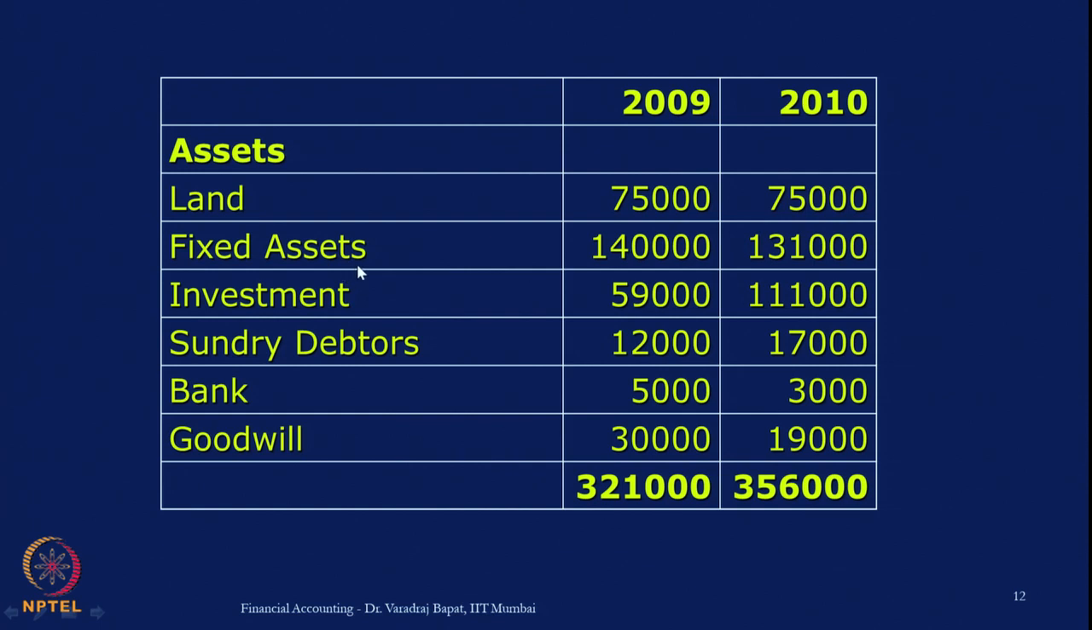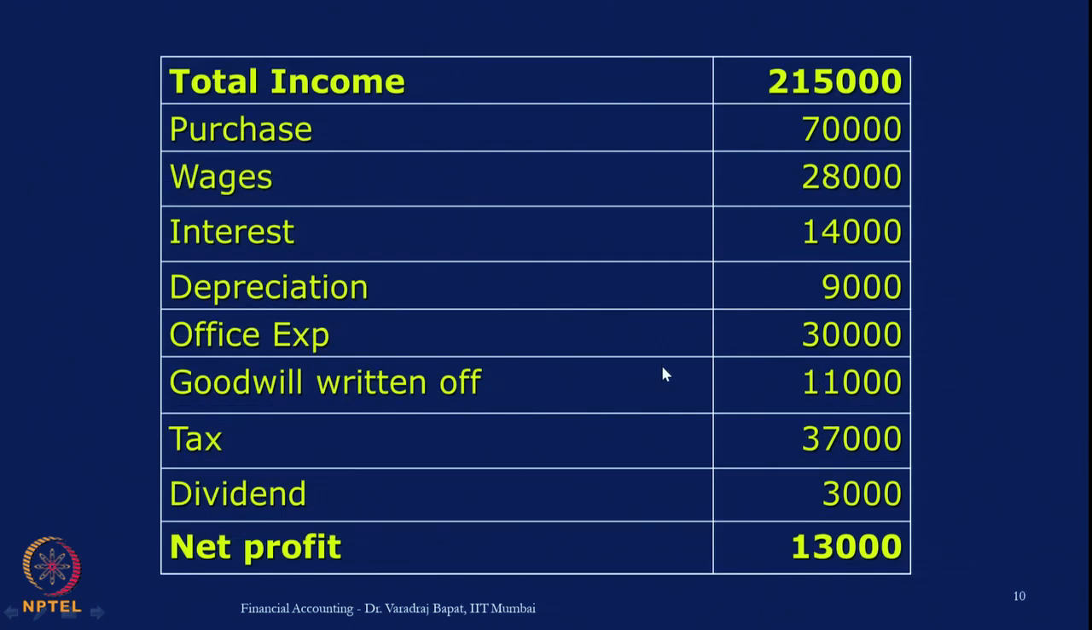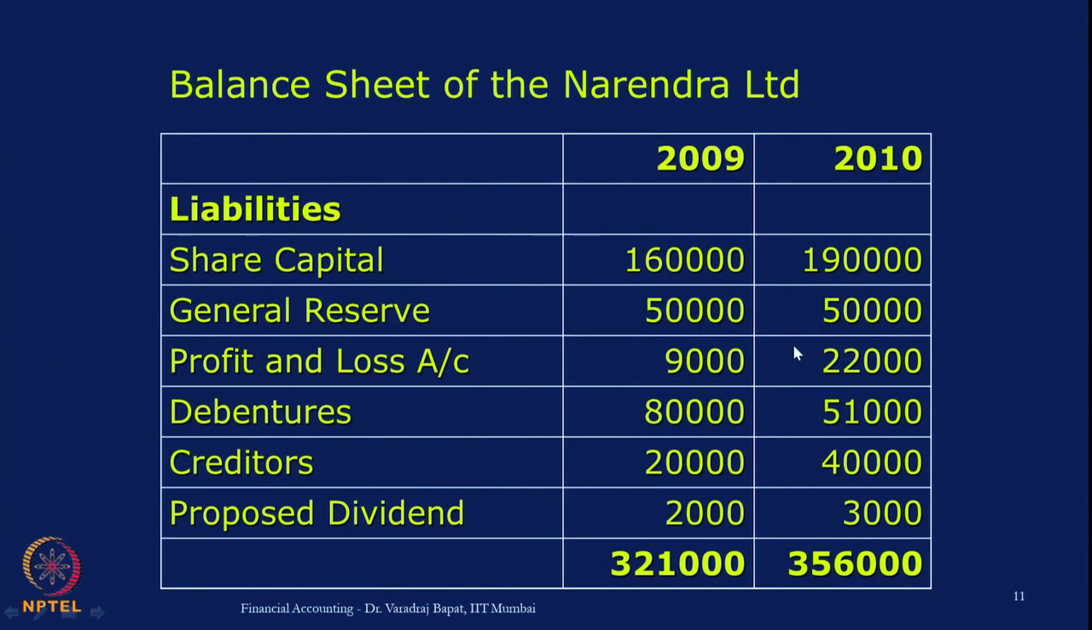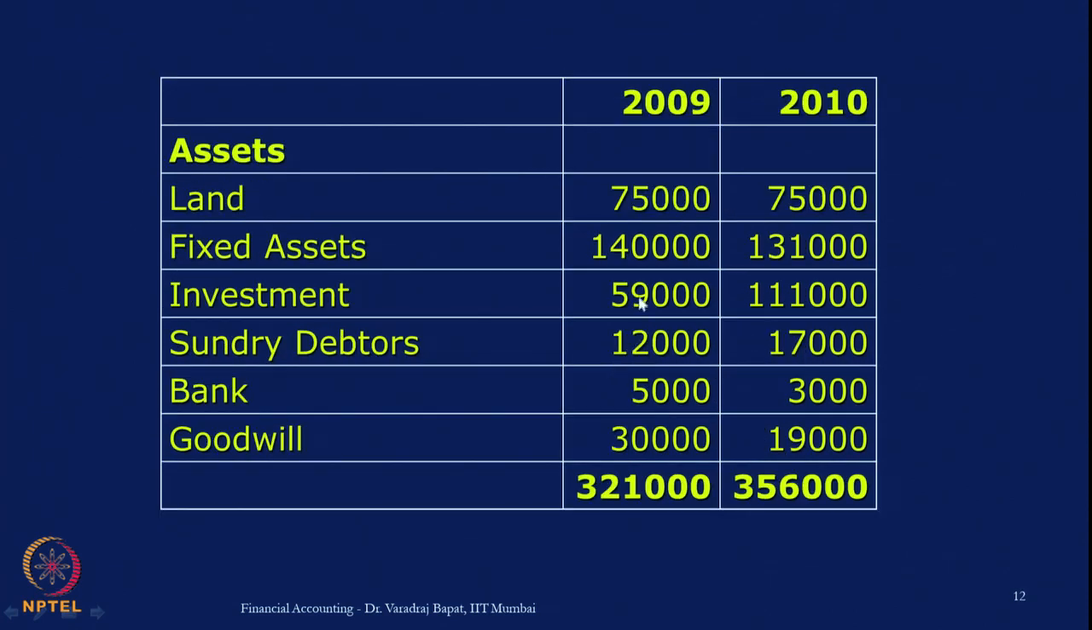Now, we will go to assets. In assets, the first item is land. Land, there is no change, so dash. Fixed assets, there is a fall in fixed assets from 140 to 191. So, what has happened? There could be a sale, but it can be wrong also, because please look, there is a depreciation. So, depreciation of 9000, it matches here.